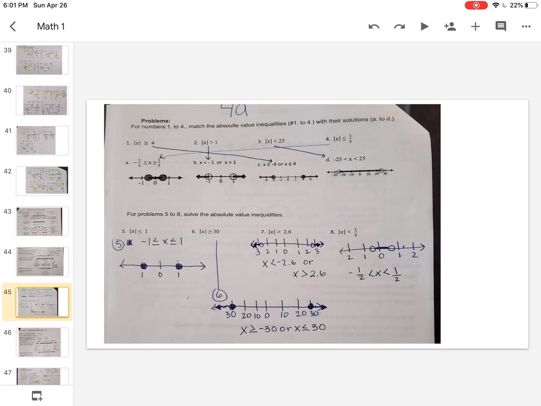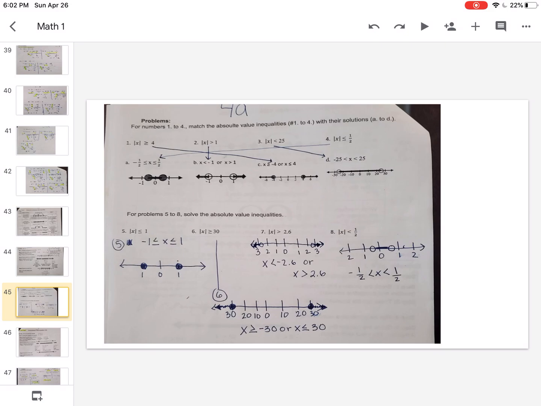On number 6, we have the absolute value of x is greater than or equal to 30. So again, we have to circle in, okay? I forgot to write my negatives on there, but it's on your left side, so you should know it's negative, okay? So anyway, circle in the negative 30, and the arrow is going to go to your left, and then circle in the positive 30, and it's going to your right. X is less than or equal to negative 30, or x is greater than or equal to 30.